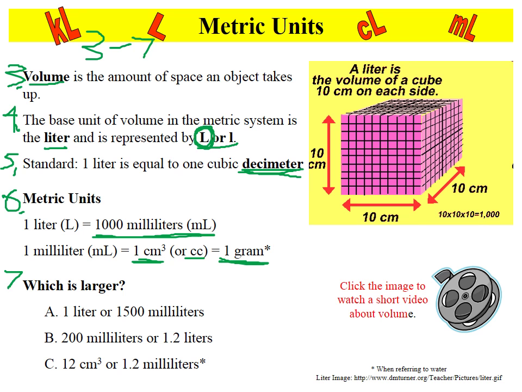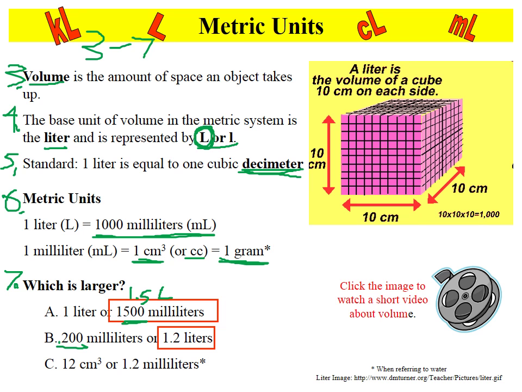For number 7, for the which is larger game, between 1 liter or 1,500 milliliters, you guys can use this conversion rate. 1,500 milliliters would be equal to about 1.5 liters, which would make this one bigger. For B, between 200 milliliters and 1.2 liters, you are going to see that the 1.2 liters is larger because this would only be about 0.2 liters.